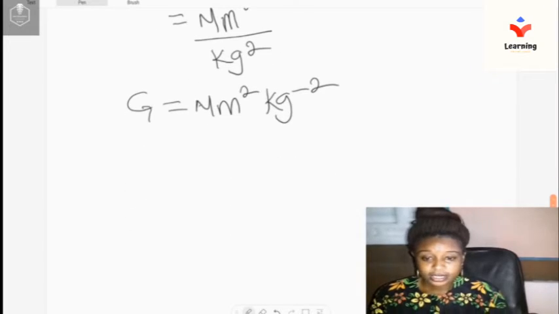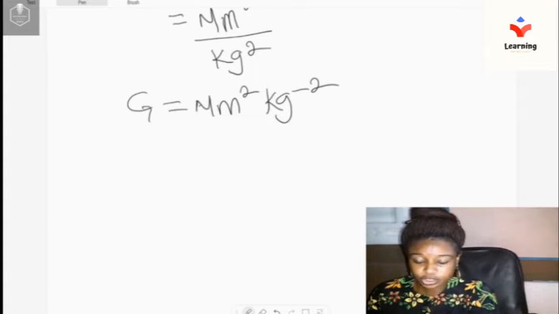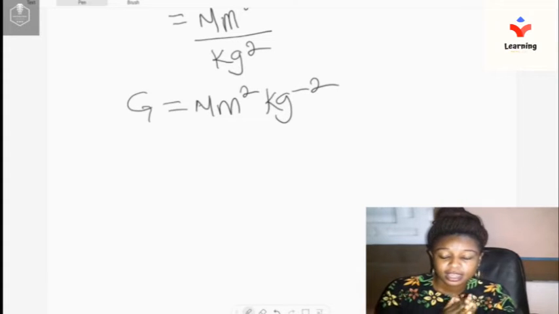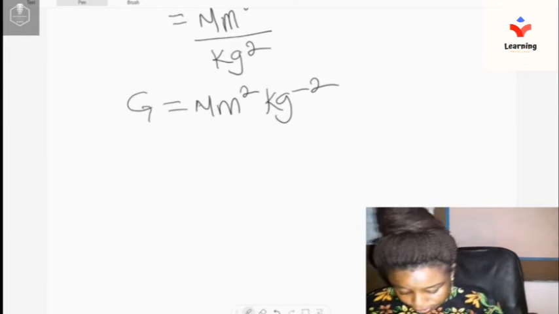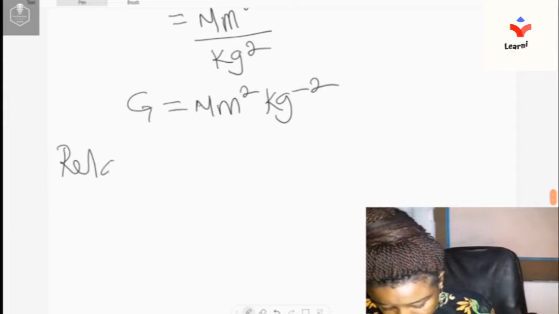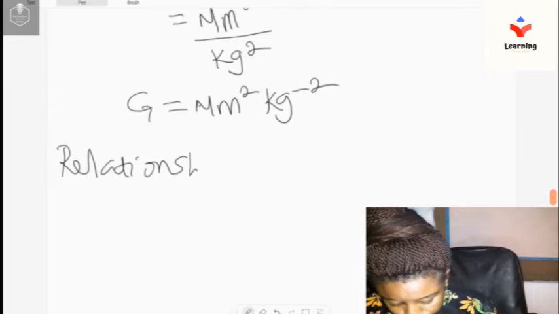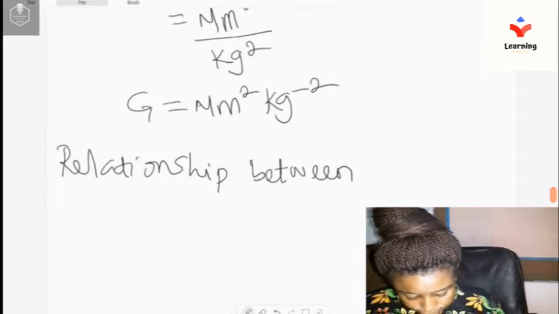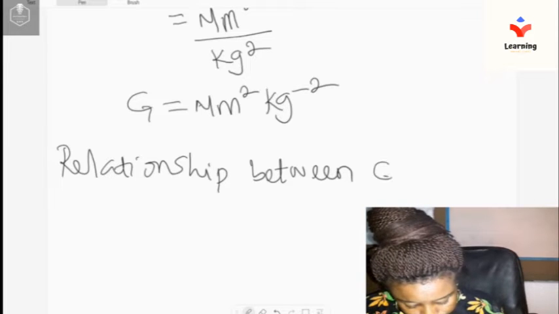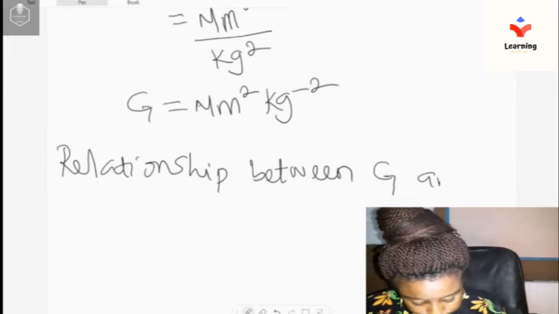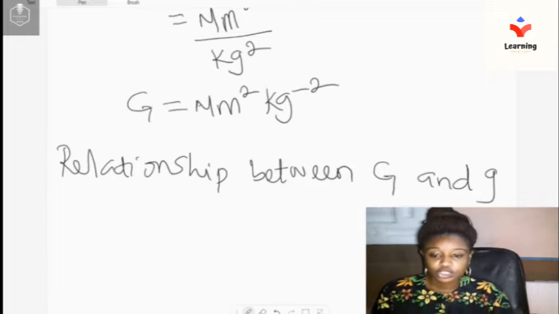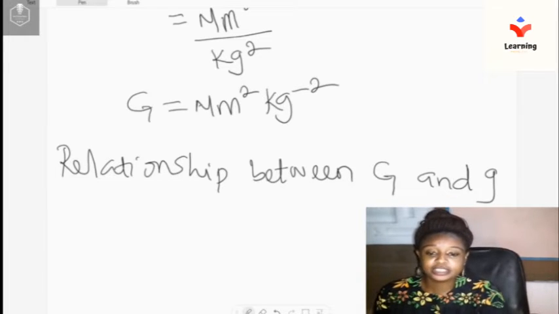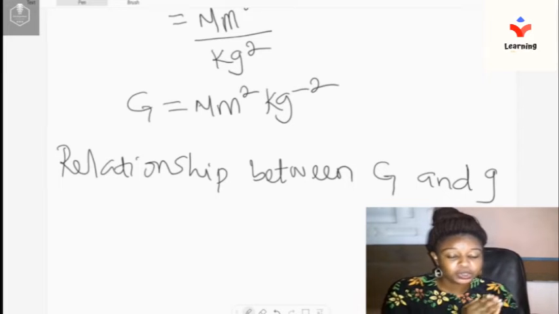We want to look at the relationship between acceleration due to gravity and the universal gravitational constant. That is the relationship between small letter g and capital letter G. Don't forget that the capital letter G represents the universal gravitational constant, while the small letter g represents the acceleration due to gravity.